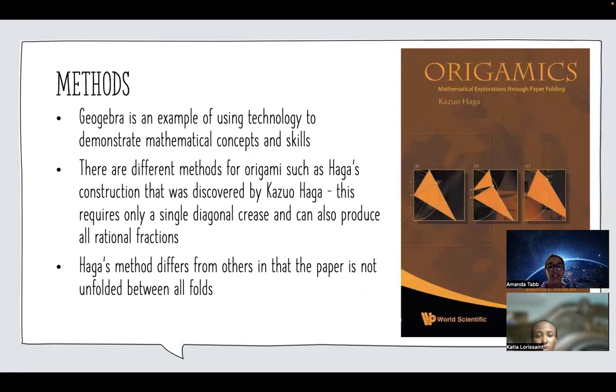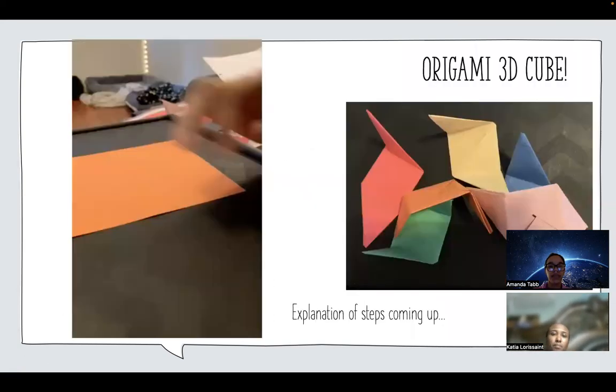Haga's method differs from others in that the paper is not unfolded between all folds. That's interesting to me because the origami that I built in this presentation is definitely different than that, in that I unfolded in order to make certain creases. So let's go into that. This is a video that I did of the start of an origami 3D cube.